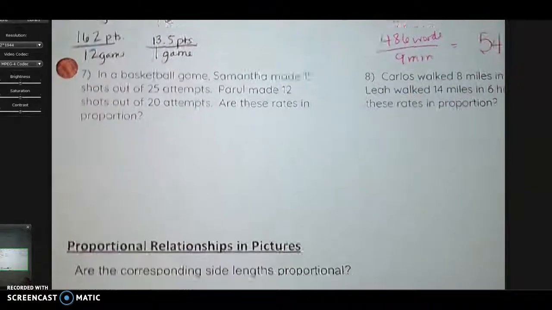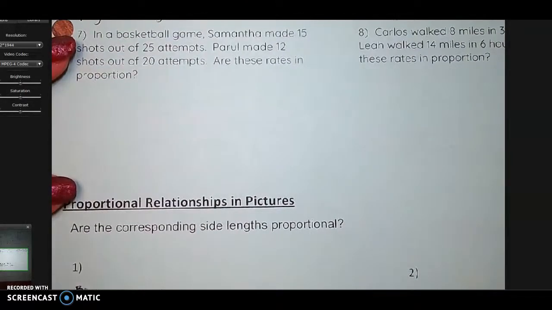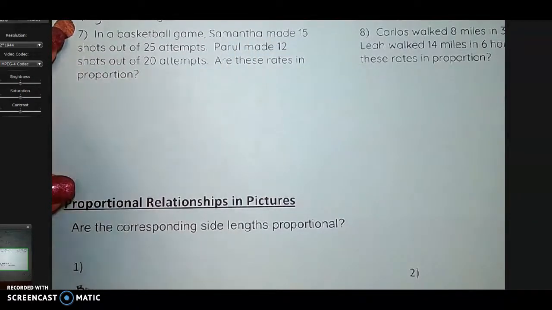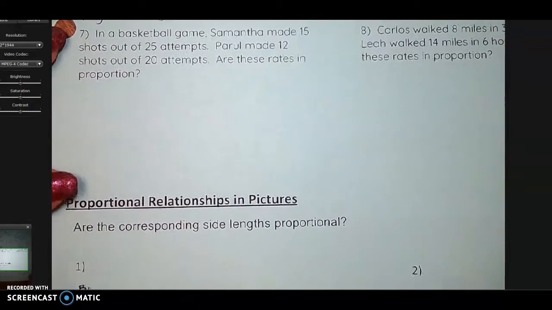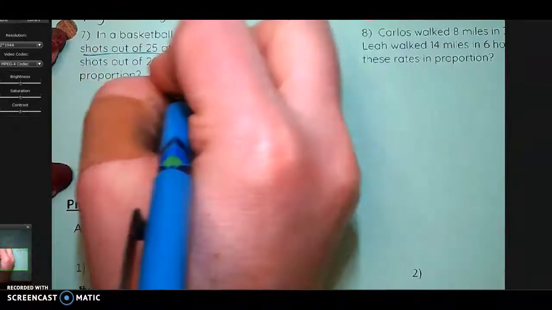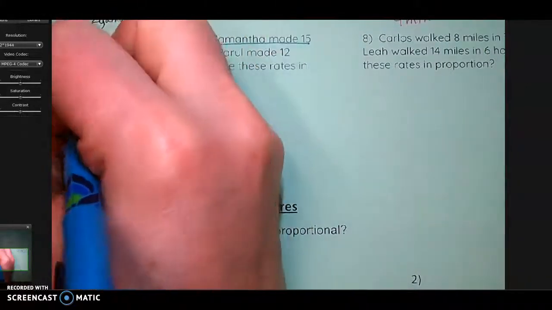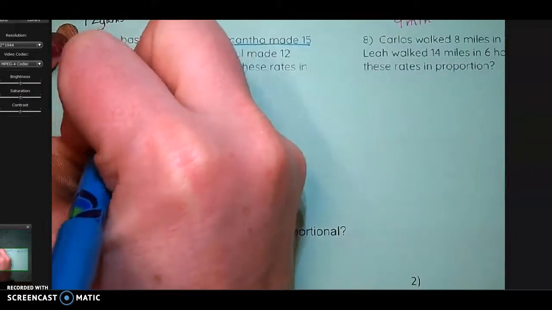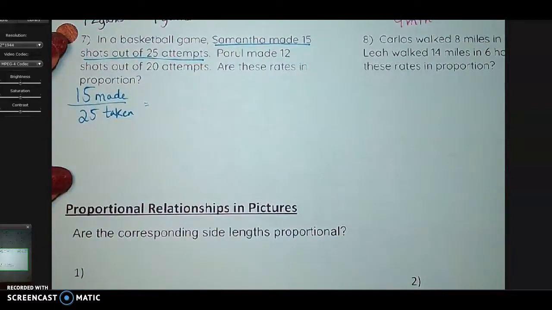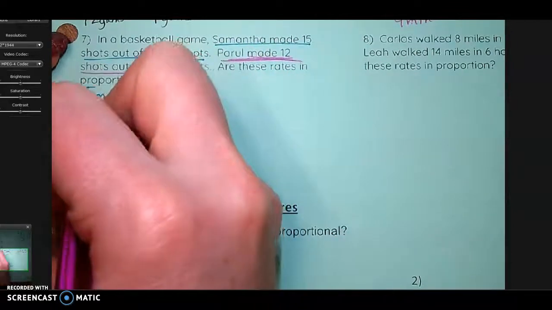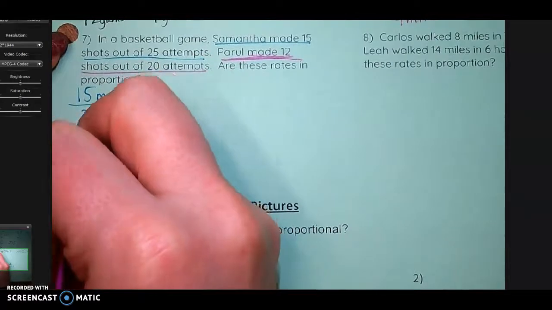This next one says, in a basketball game, Samantha made 15 shots out of 25 attempts. And then Perul made 12 shots out of 20 attempts. So a little trick: Samantha, I'm going to underline her in one color. She made 15 out of 25 taken, 25 attempts. And then we've got Perul made 12 shots out of 20 attempts. So the two different colors make sure that I have the right numbers together.